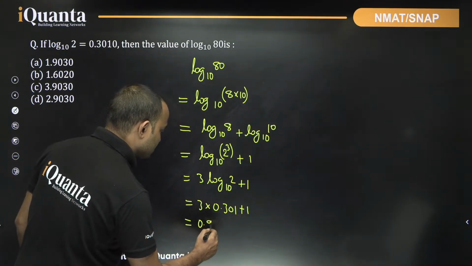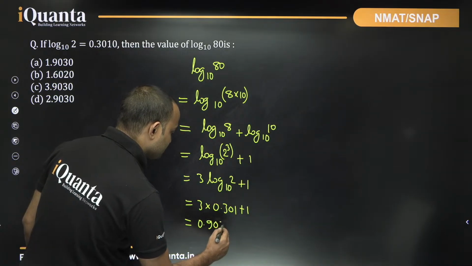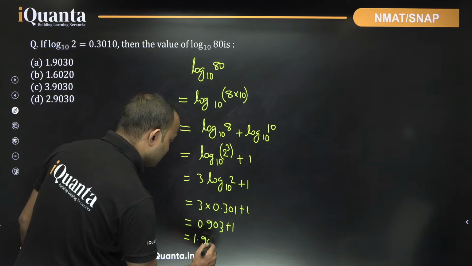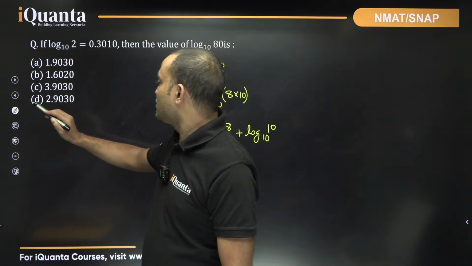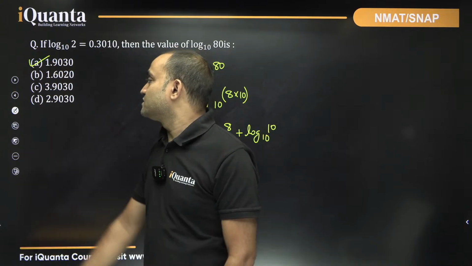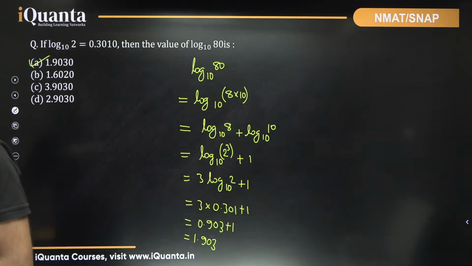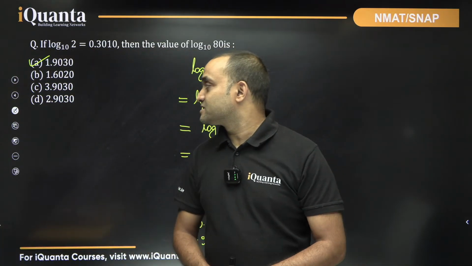This is 0.903 plus 1, that gives us 1.903. Okay. So, our answer is option A, which is 1.903, right. So, Bhavana got this correct, Paris got this correct.